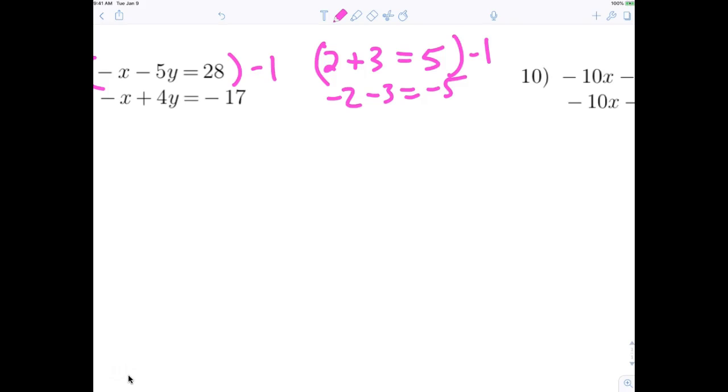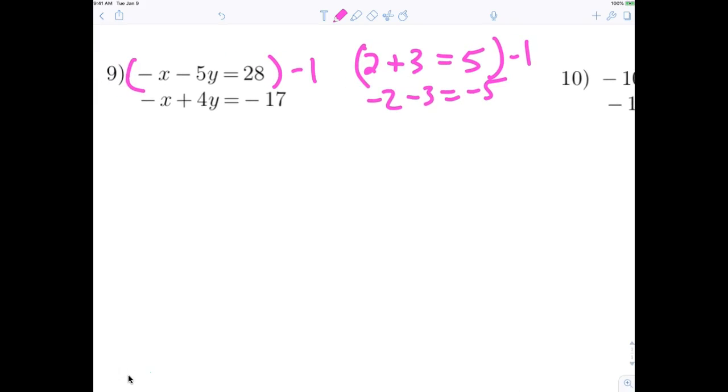So in this case, I'm just multiplying by a negative 1. The reason why I'm multiplying by a negative 1 is because the x now becomes what? Positive. So it becomes x plus 5y equals negative 28.